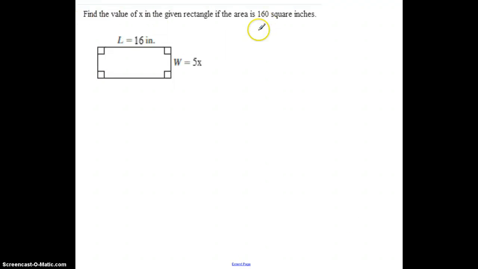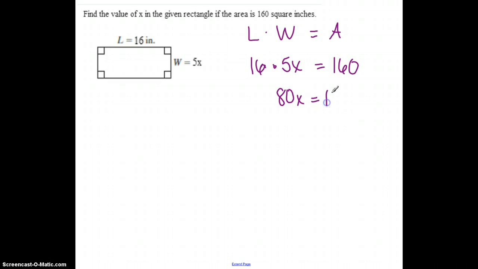Now in this one, area, remember area is length times width. So they tell you your area is 160. Length in this one is 16, and width is 5x. So 5 times 16 would be 80. Divide both sides by 80. We get x equals 2.